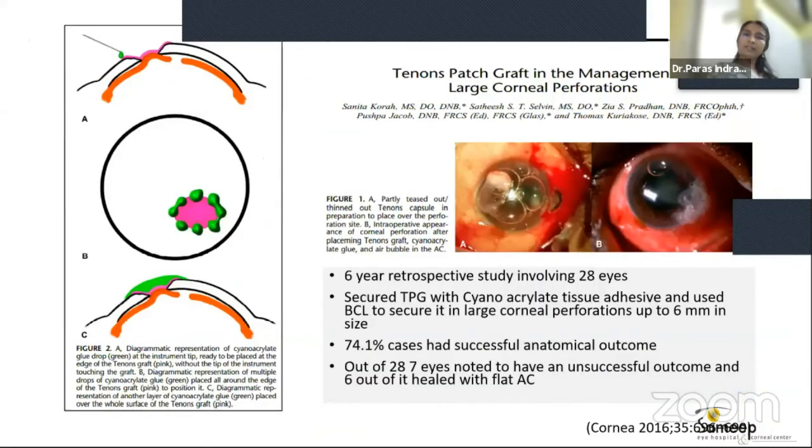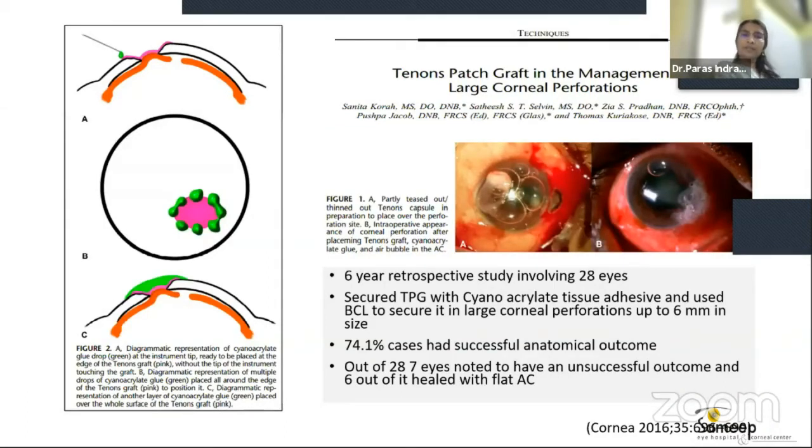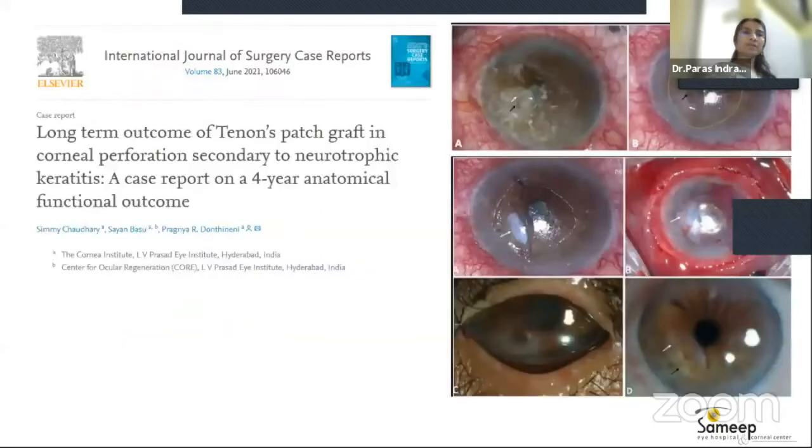as against the previous paper, which was published by another group, where they had a 6-year retrospective study involving 28 eyes. They secured the tenon patch graft with cyanoacrylate tissue adhesive as against sutures and applied a BCL, but they had a lesser success rate as there were a lot of adherent leukomas, as you can see here in the schematics, because they could not secure that area so well in most of the patients.